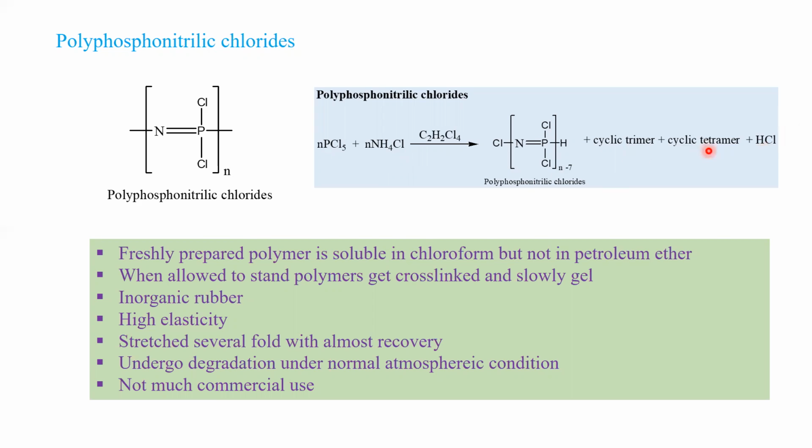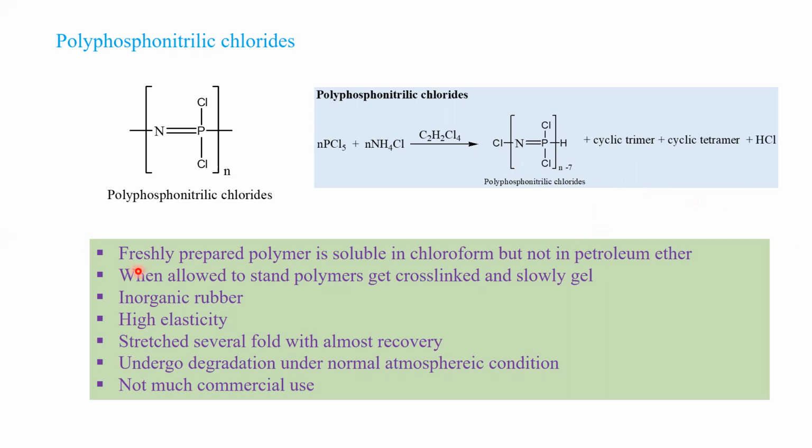Here the cyclic trimer and cyclic tetramer are soluble in petroleum ether, and the polymer is not soluble in petroleum ether. So we can easily separate this polymer from the cyclic trimer and cyclic tetramer by fractional distillation or solvent extraction, using petroleum ether. These two are dissolved in petroleum ether, but the polymer is not. So we can easily recover the precipitated polymer from the petroleum ether.